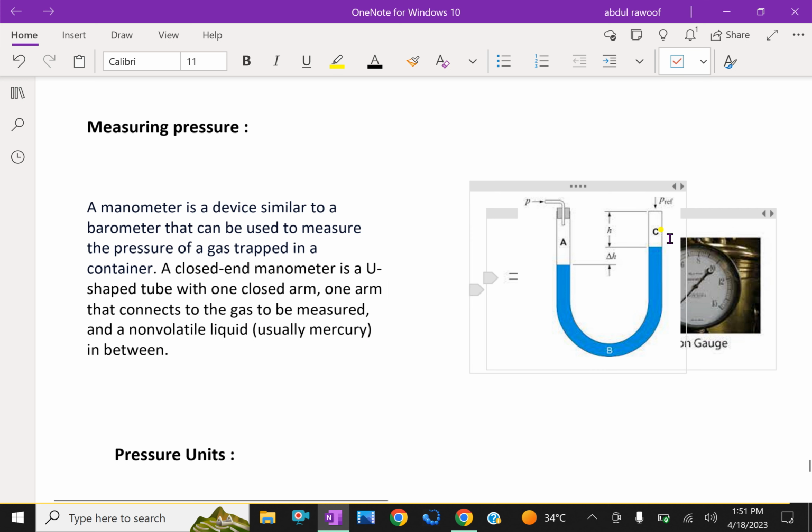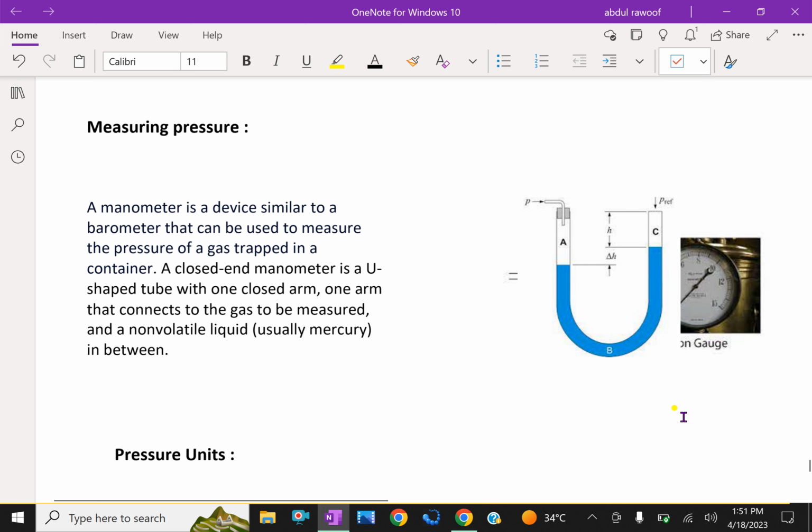Here, in the U-tube, some part of the space is filled with a non-volatile liquid, and on one side the container is connected, so the gas pressure pushes the liquid, that is mercury, and it comes up. Here the difference between the heights is the pressure of the container. A pressure gauge is also useful.